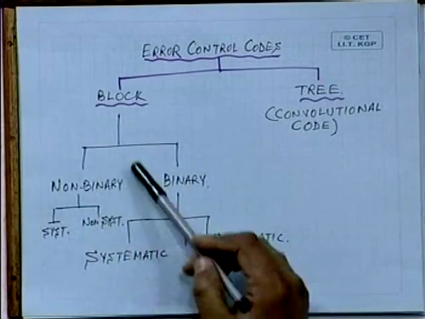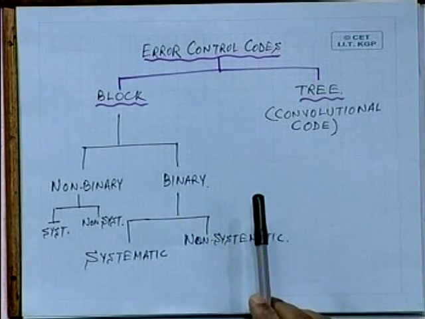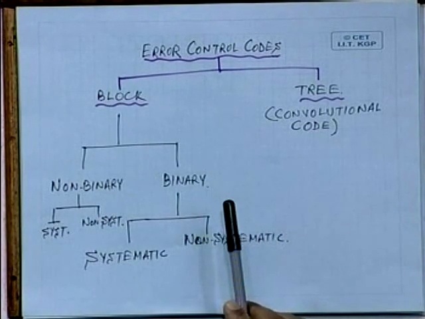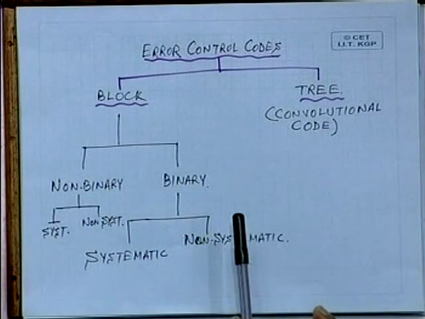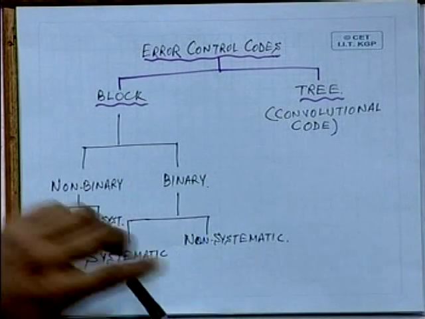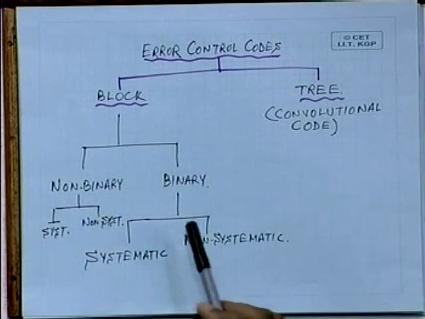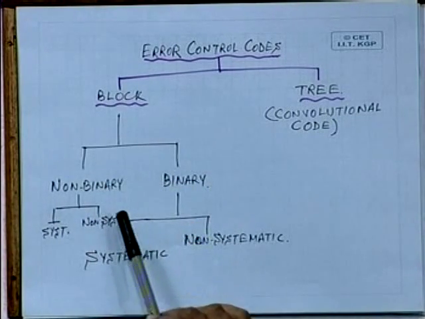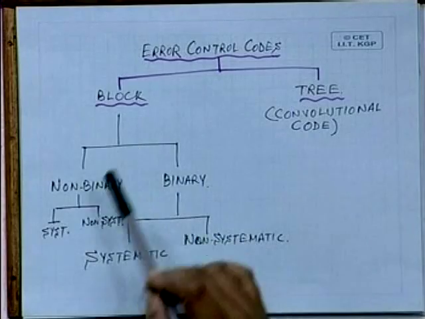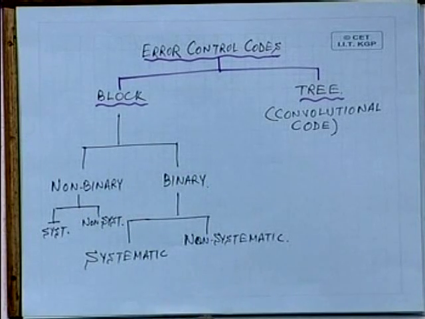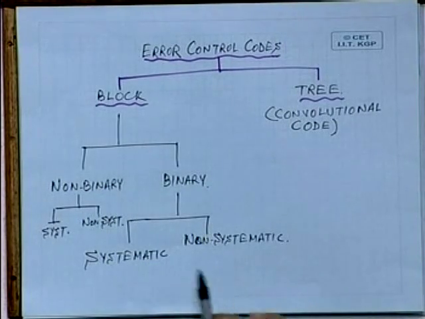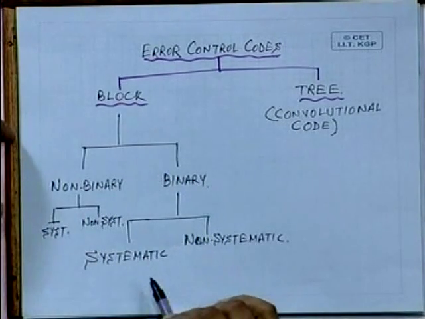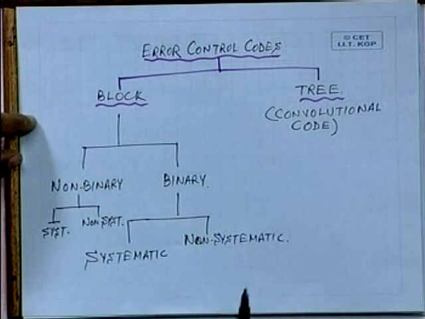And then we went for further classification, and in the process we also had a brief idea about block code structure, why they are called block code, and convolutional code also. Then towards the end we classified the block codes a little bit further. We said that the block codes may be non-binary or binary in nature, and then the block codes may be systematic and non-systematic. Similarly, the binary codes may be systematic and non-systematic.